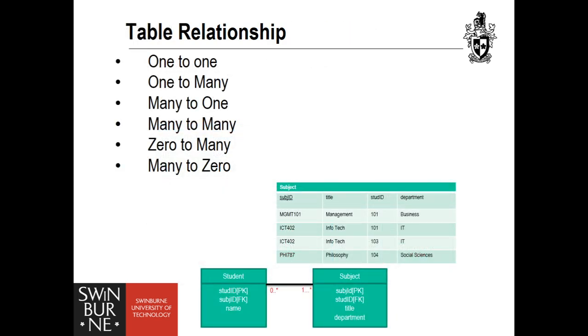Currently, there are 6 different table relationships. The first one, one-to-one. Second, one-to-many. Third, many-to-one. Fourth, many-to-many. Fifth, zero-to-many. And the last one, many-to-zero.